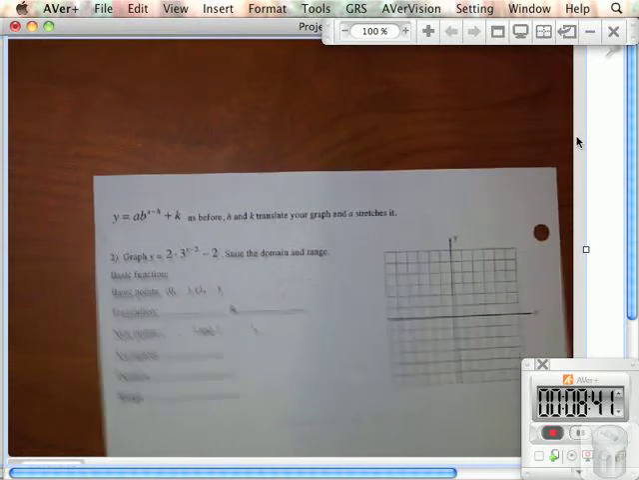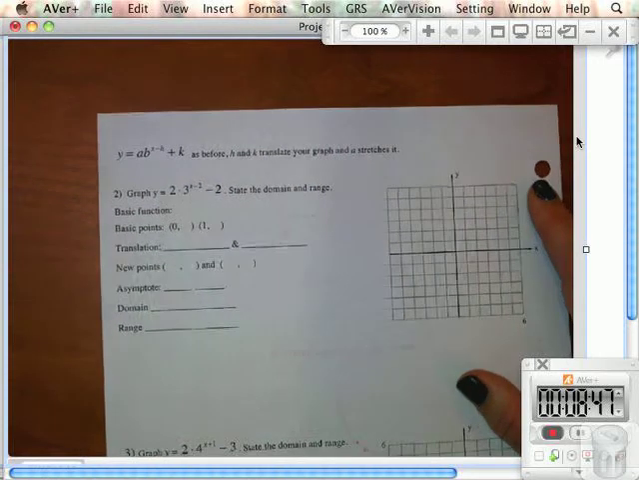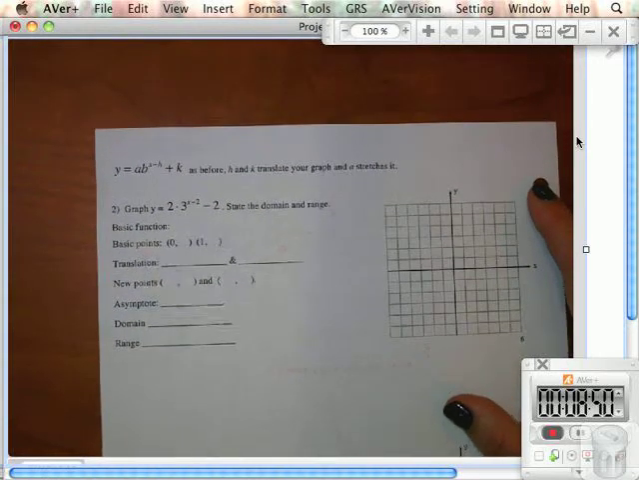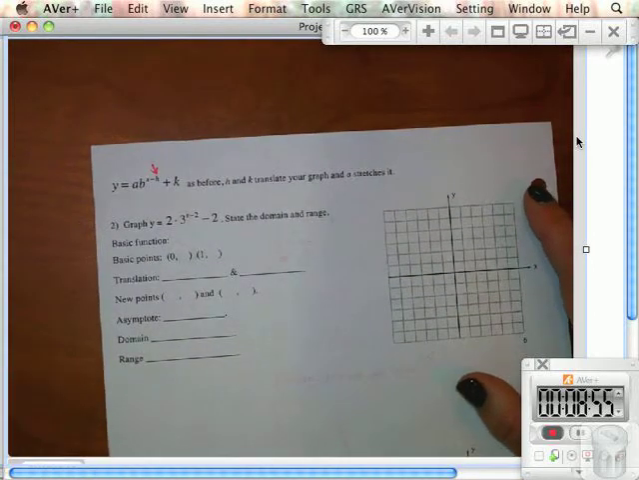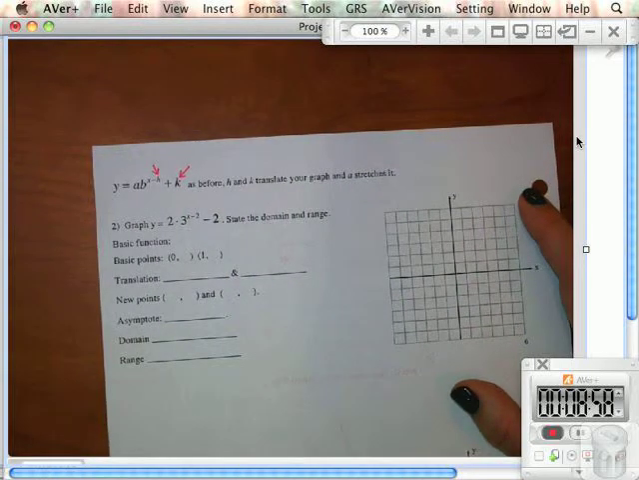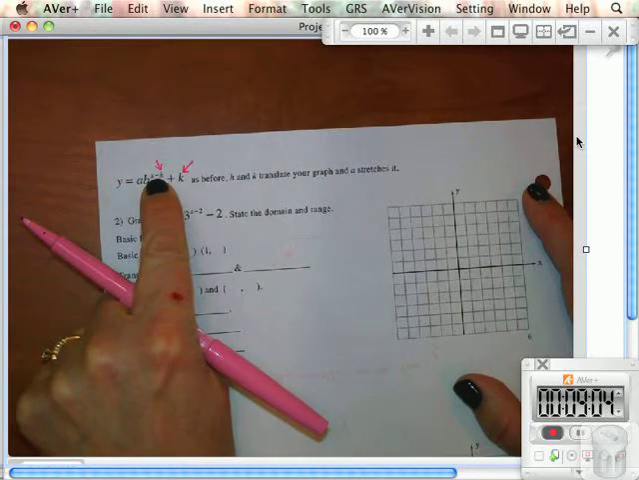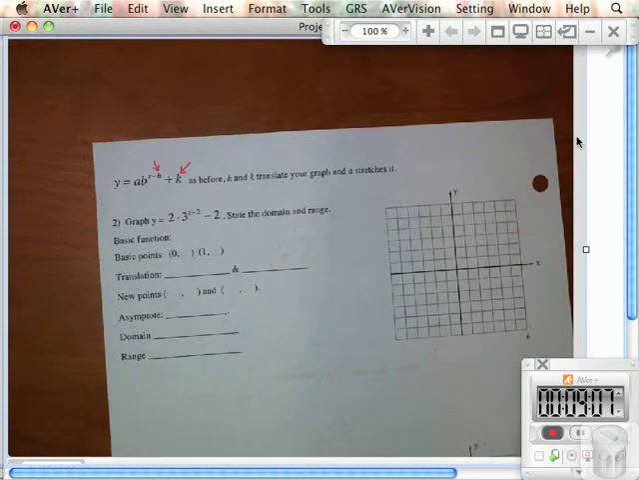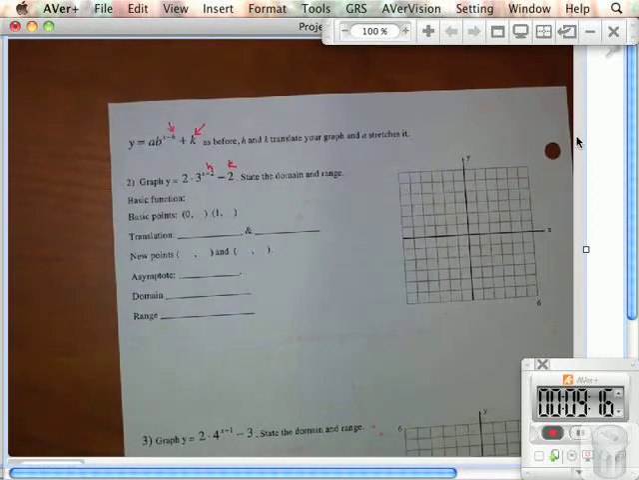Now we get to shift it more. Okay, we have H and K now. We had A, now we have H and K added in. What does the H do? Horizontal shifting, correct? Translating. What does the K do? Up and down. Okay? H is part of the exponent here because it's affecting the X. And then this is just on the outside like it always is. So, we're going to graph this right here. This is my H, this is my K. And then we're going to state the domain and the range.